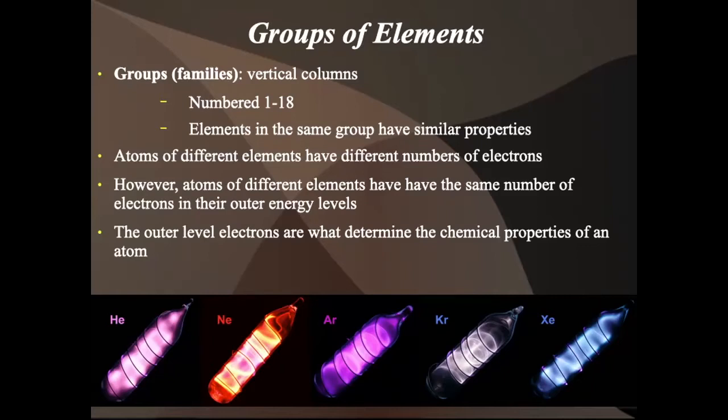So an example of this would be the halogens. You can see in the bottom picture, you can see helium, neon, argon, krypton, and xenon. Those are the noble gases. They are all in column 18.